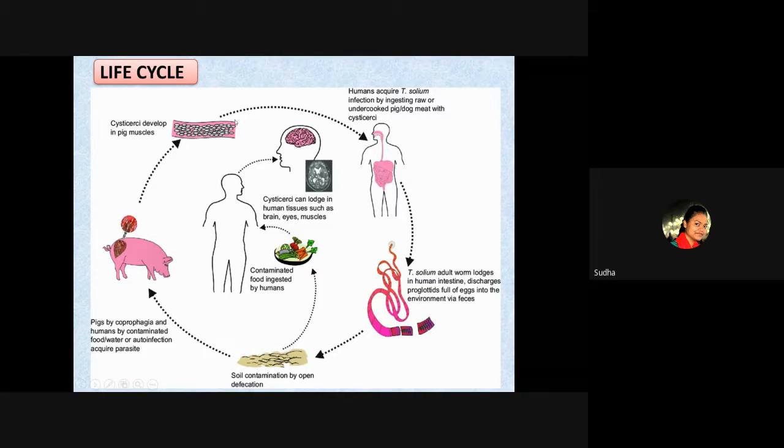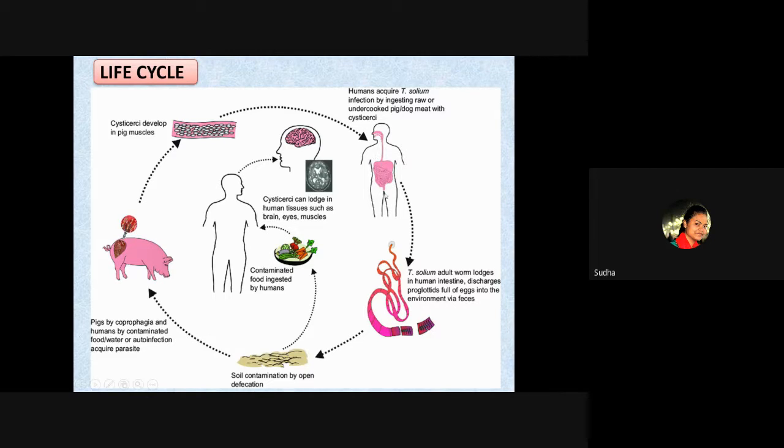The cysticercus develop in the pig muscles, and if this measly pork is consumed by another human person who is not infected, and if he doesn't cook it properly, or if the meat remains undercooked, then this cysticercus will get transferred to the intestine of this other human being. So humans acquire the Taenia solium infection by ingesting raw or undercooked pig meat that is infected with cysticerci. So like this the life cycle will keep on continuing.